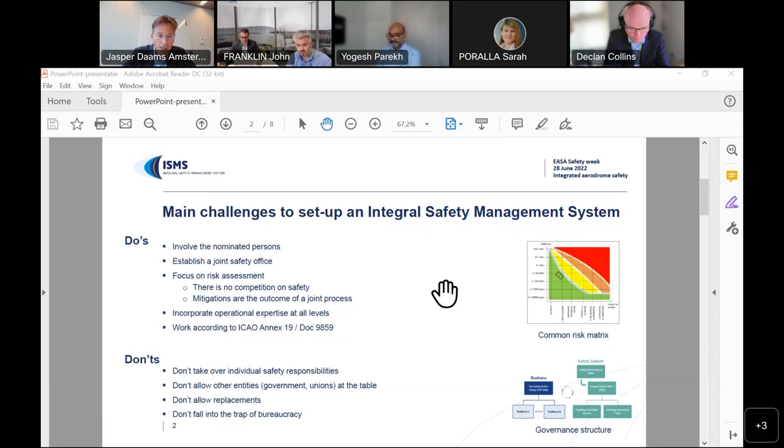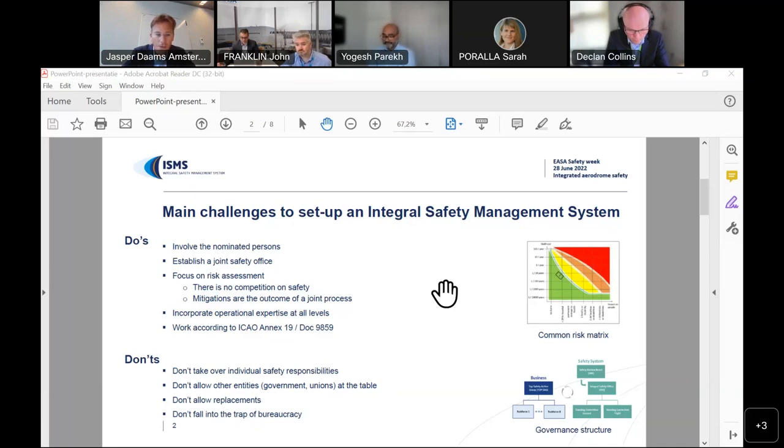Then for the don'ts, you cannot step into the safety responsibilities of the individual organizations. They have a legal obligation to do things. So what we say is we don't take it over. We cannot do that. We are not allowed to do that. But we are doing these things together. So if a decision is taken in the integral safety management system, that is as well the decision of those individual nominated persons. So it has also the power of execution in their own organization.